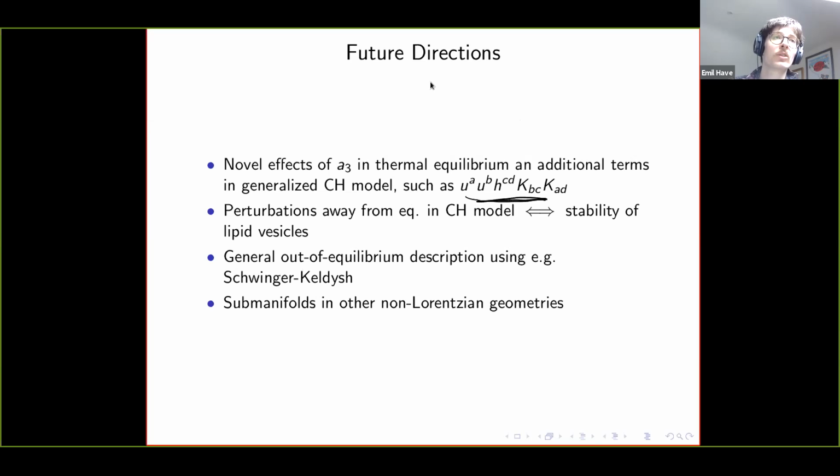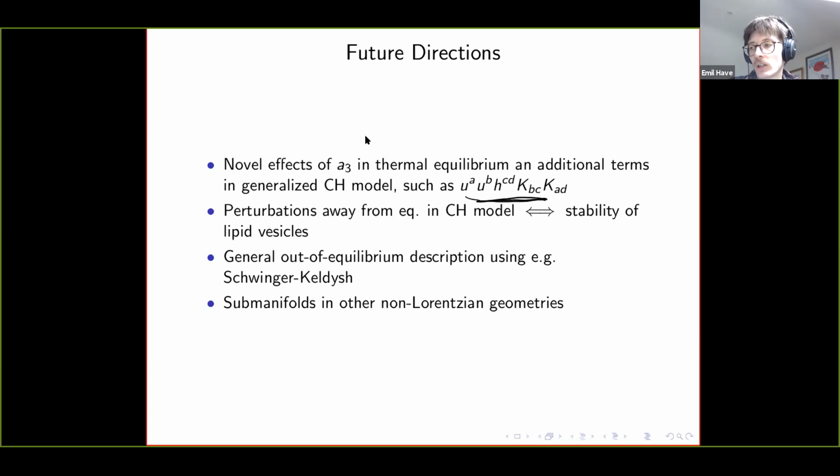That would tell us something about the stability of such vesicles. More ambitiously, perhaps, we could also aim high and seek a fully out-of-equilibrium description using something like Schwinger-Keldysh. Actually, very recently, I think one month ago, there was a nice paper about how to implement Schwinger-Keldysh in a Galilean context.